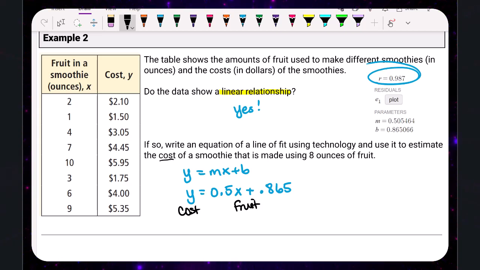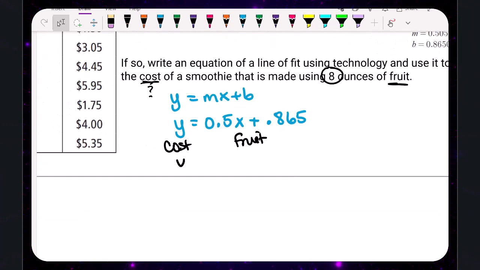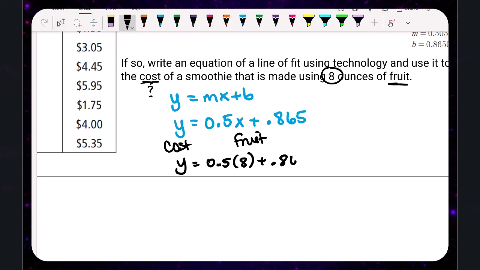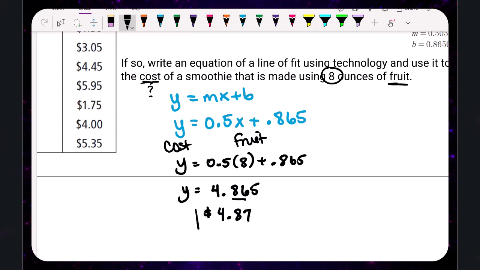They want us to figure out the cost of a smoothie that is made using 8 ounces of fruit. So I have 8 ounces of fruit. I'm going to place an 8 where the X is. And I'm just going to type this in my calculator, and it should give me the cost. All right, so another good reason not to round is that this is cost, and cost is going to have 2 decimal places, so I'm going to round this to about $4.87. Okay, perfect.